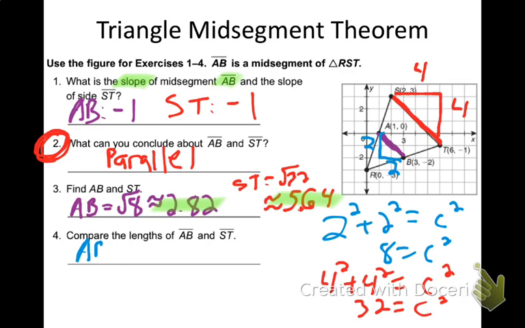Okay. So when you compare the lengths, what is it? AB is half ST. That's the other thing you need to know for today. Those 2 things. A, they're going to be parallel. The mid-segment and the third side of the triangle are going to be parallel. And B, the mid-segment is always going to be half of that third side. That is what you need to know for today, and that is always true. And then the reverse would be ST is twice the mid-segment. It doesn't matter which way you go. We're going to be going both ways today, actually.